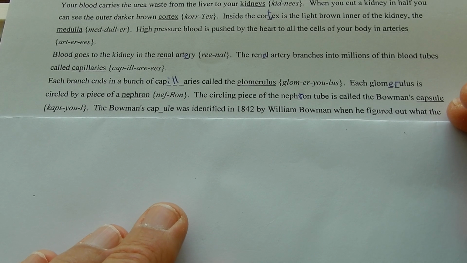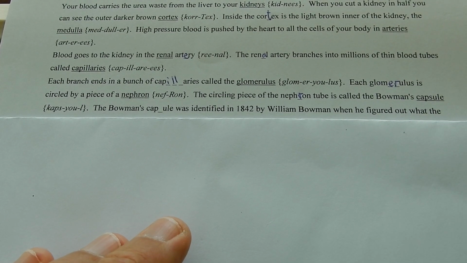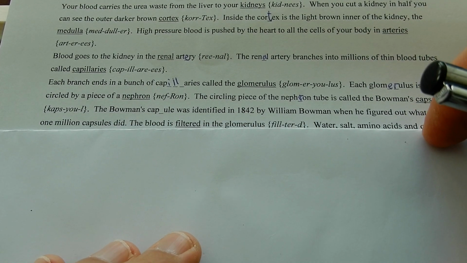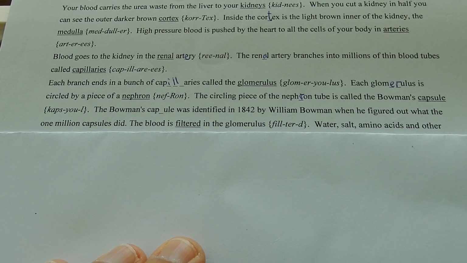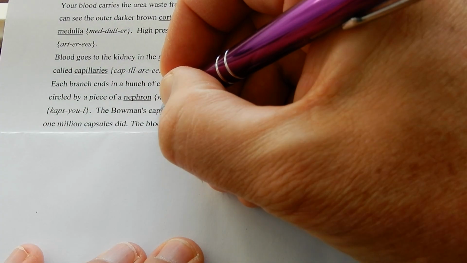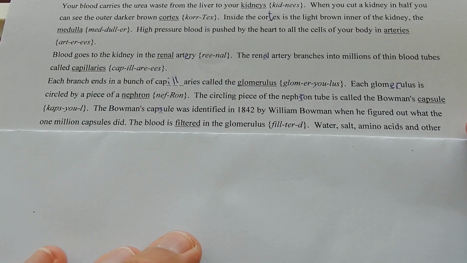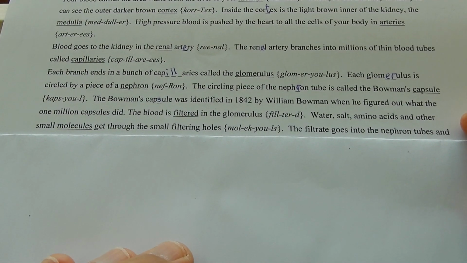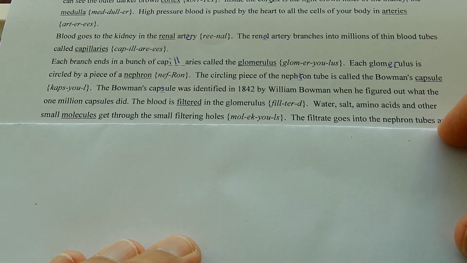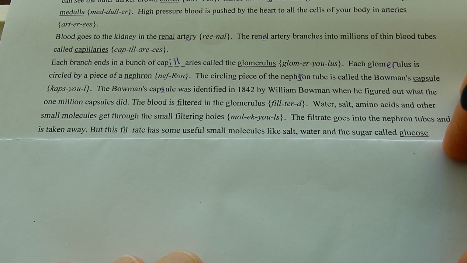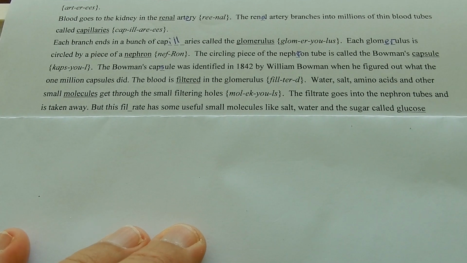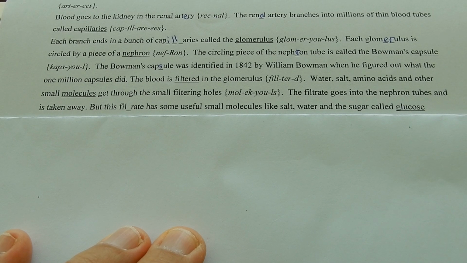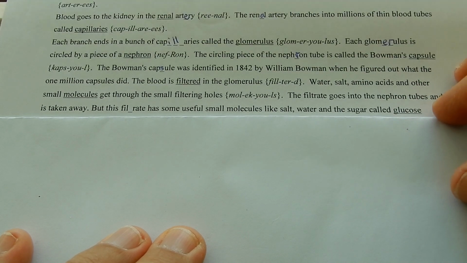The Bowman's capsule was identified in 1842 by William Bowman when he figured out what the 1 million capsules did. What a hero. The blood is filtered in the glomerulus. Water, salt, amino acids and other small molecules get through the small filtering holes. Molecules. The filtrate goes into the nephron tubes and is taken away.